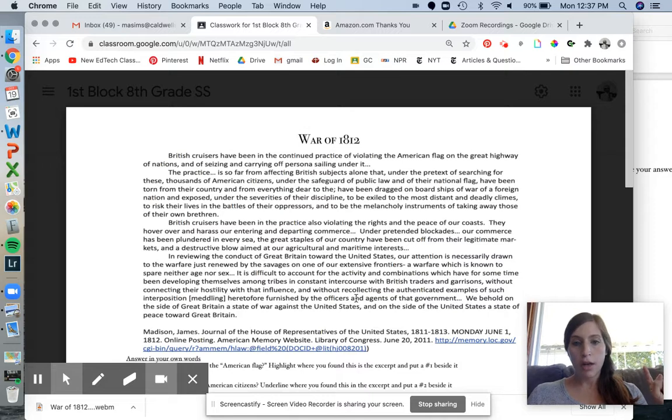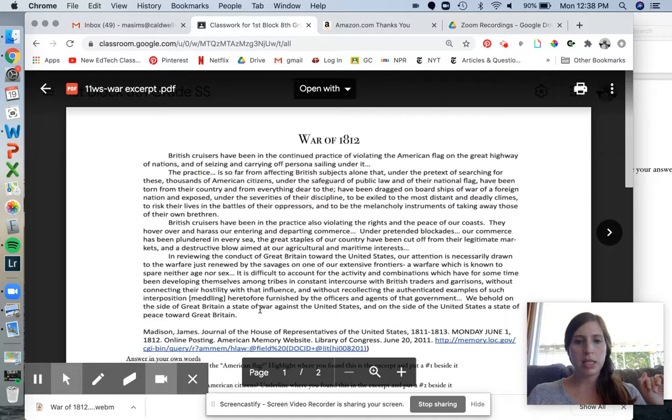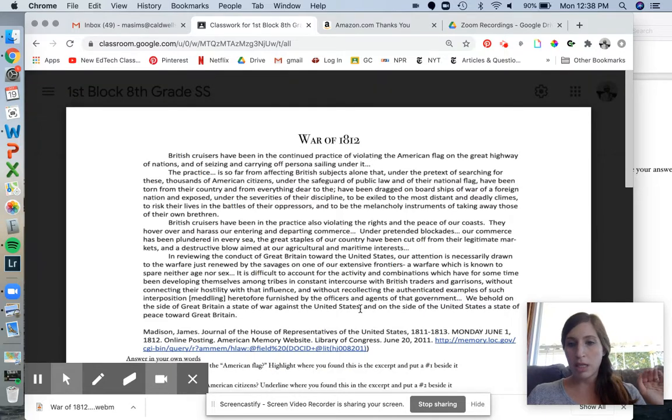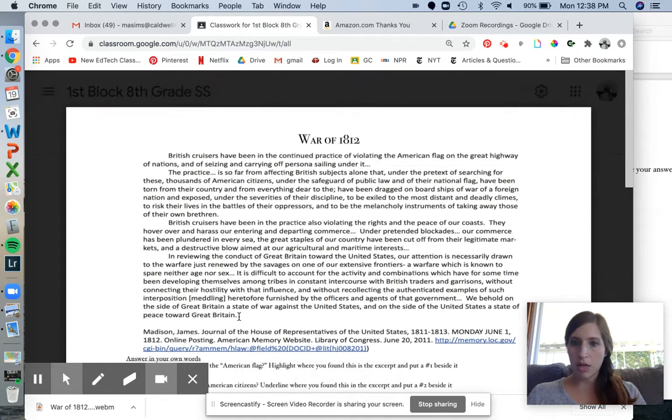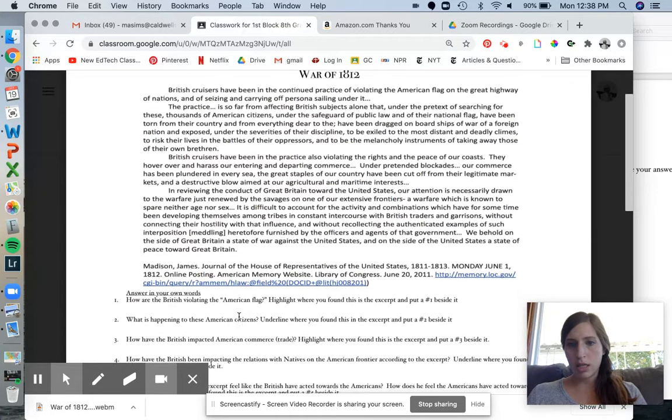Heretofore furnished by the officers and agents of that government. So basically he's saying we have evidence from legitimate sources that it is the British's fault that the natives have been encouraged to fight us. Okay, last sentence. We behold on the side of Great Britain a state of war against the United States. So basically he's saying Britain is acting like we're at war, and on the side of the United States, a state of peace towards Great Britain. But we are acting like we're at peace because that's what we are, at peace. Okay, and that's kind of where it stops.